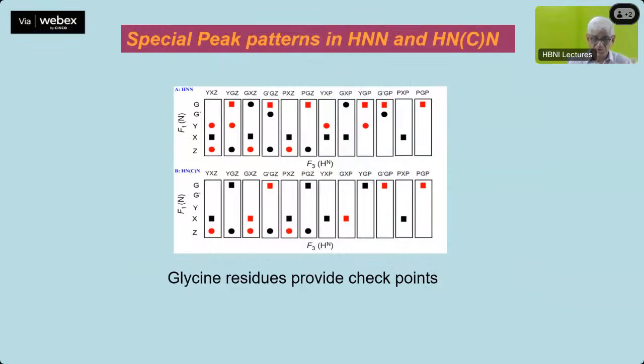Now I mentioned to you that the glycines play a very important role, because of the C alpha C beta coupling. C alpha C beta coupling is not present in the glycines. The consequence of that will be, depending upon where the glycine is, all these sequential peaks have different kinds of sign patterns.